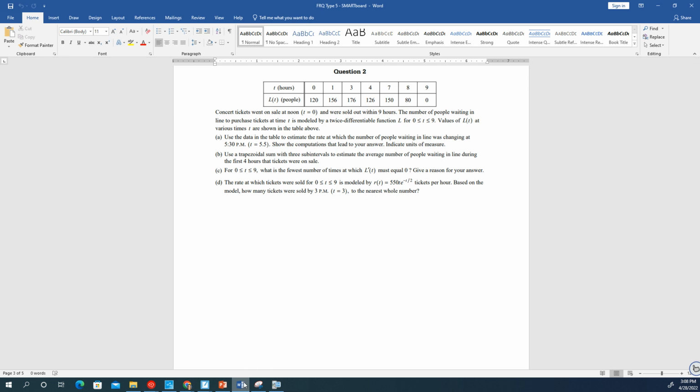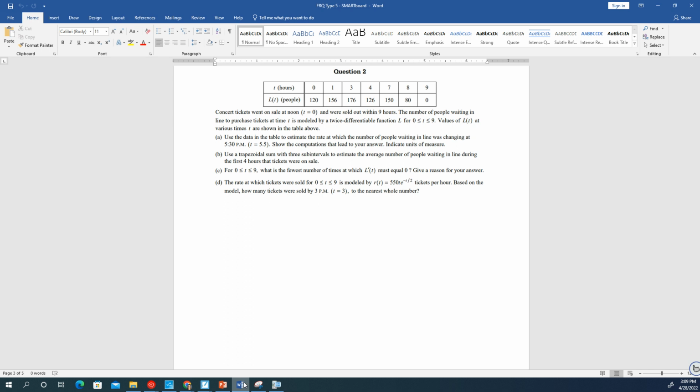So, reading through this one quick. Concert tickets went on sale at noon, t equals 0, and were sold out within 9 hours. Okay, this one's a little different. This time they're giving me the number of people waiting in line to purchase tickets. It's not the rate given to me, but it's modeled by a twice differentiable function, L, for 0 to 9. Values of L of t at various times are shown in the table above. So these are the number of people waiting in line.